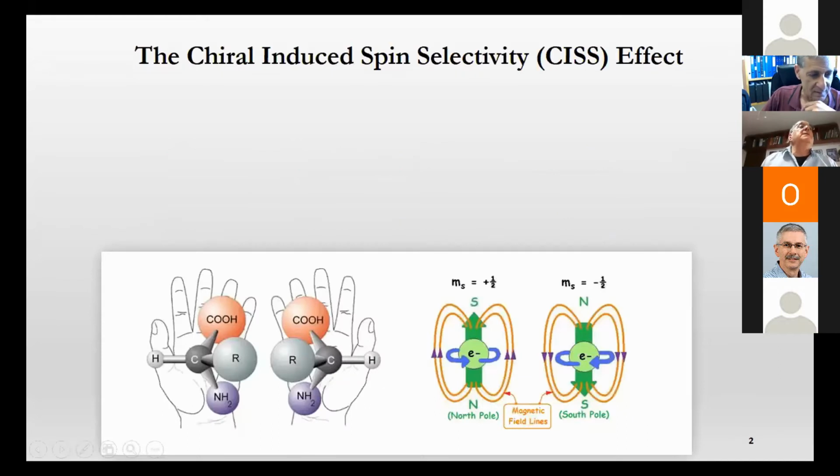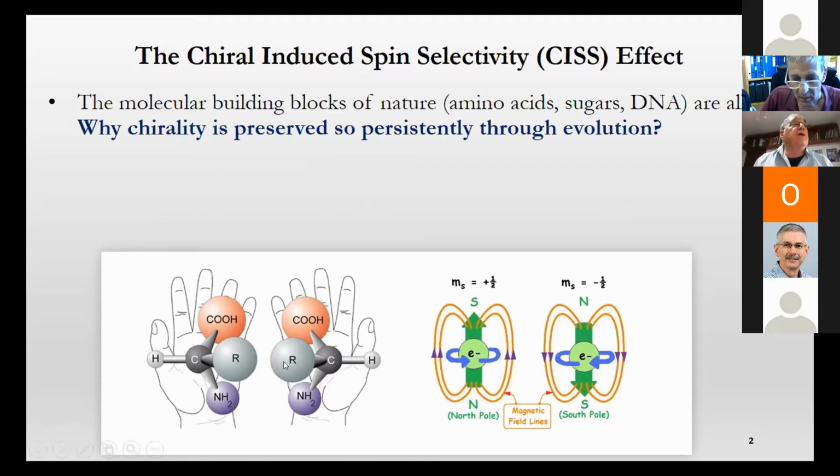So here we are. We are speaking about an effect that we call the chiral-induced spin selectivity effect, in short CISS. And as I will discuss, we have two players in the game, chiral molecules and spins. I'm not going to tell you much about spins, but I want to mention something about chiral molecules.